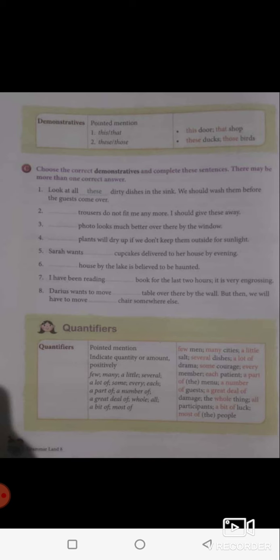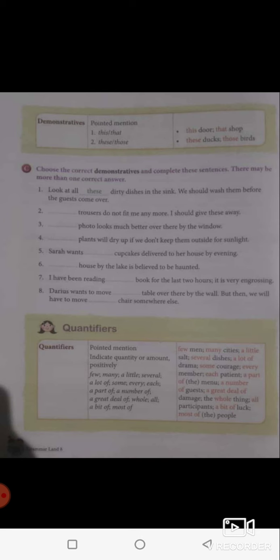This photo looks much better over there by the window. So over there indicates something which is a little far from you, from the speaker. So photo is singular here, we cannot use those. That photo looks much better over there by the window. So that is used to refer to a singular noun. This, that for singular nouns, these, those for plural nouns.